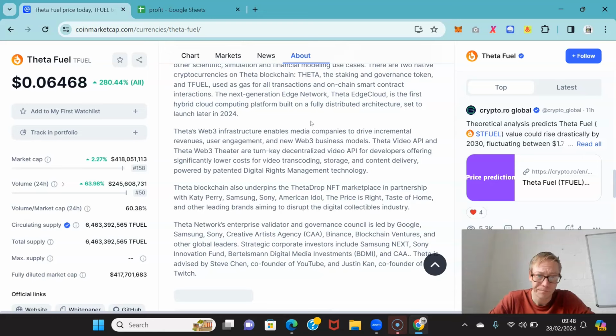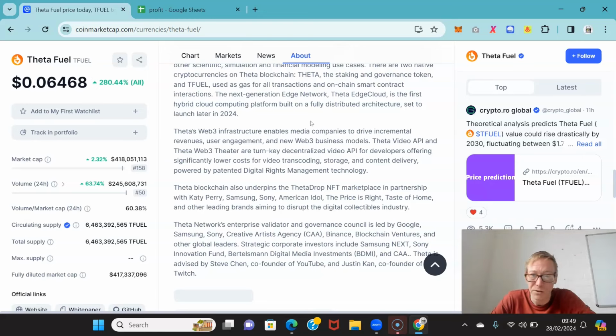Now, since getting up and running, Theta have partnered with Katy Perry, they've partnered with Samsung, they've partnered with Sony, American Idol, The Price is Right, Taste of Home, they have partnered with World Poker Tour. They have done incredibly well in terms of getting their name out there.